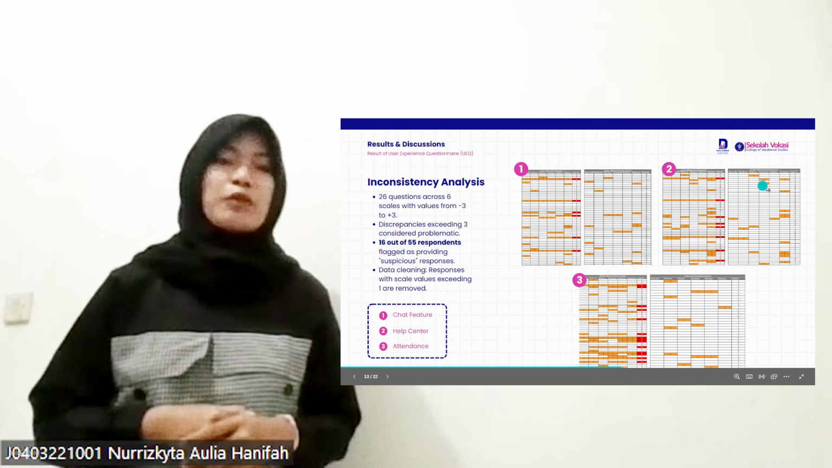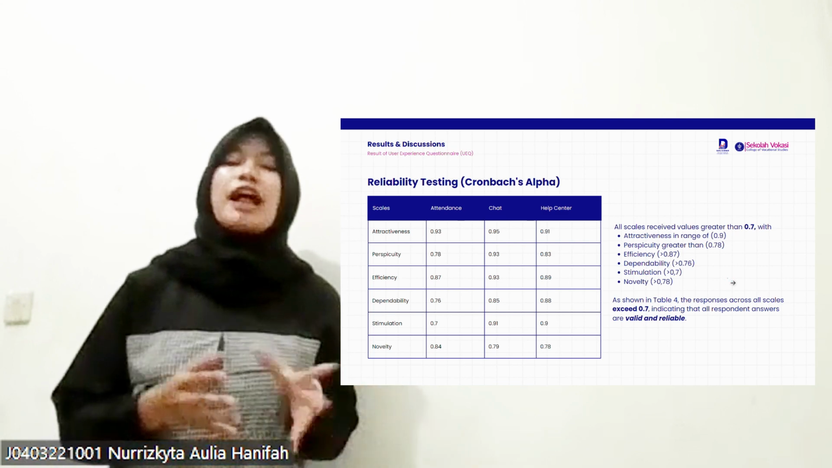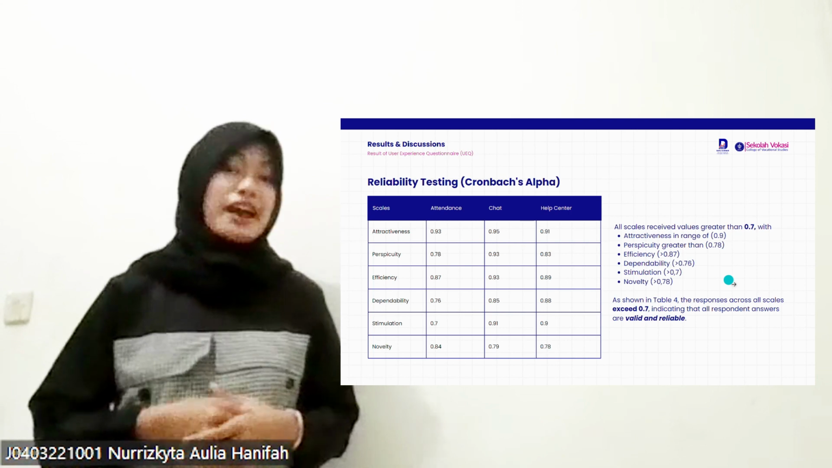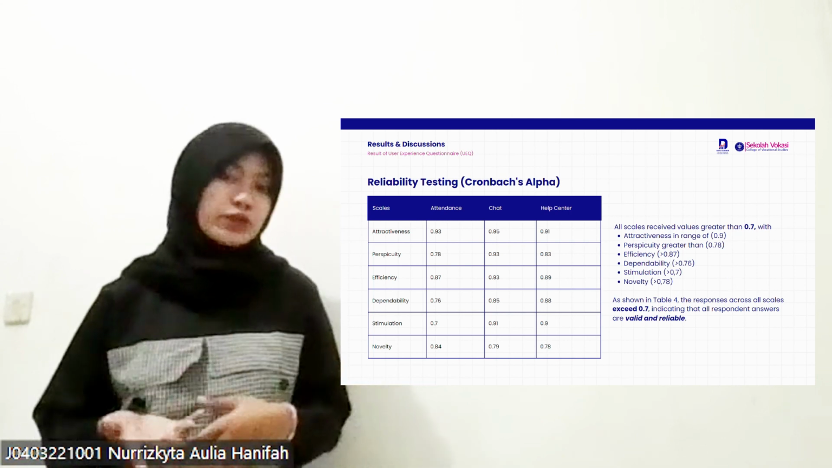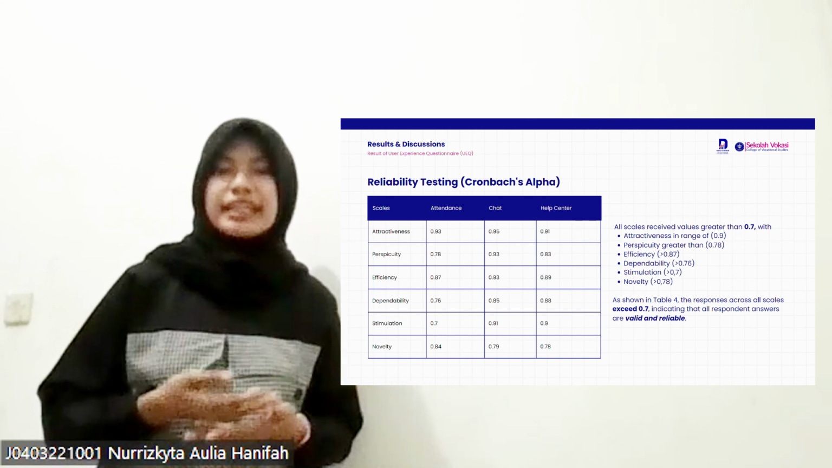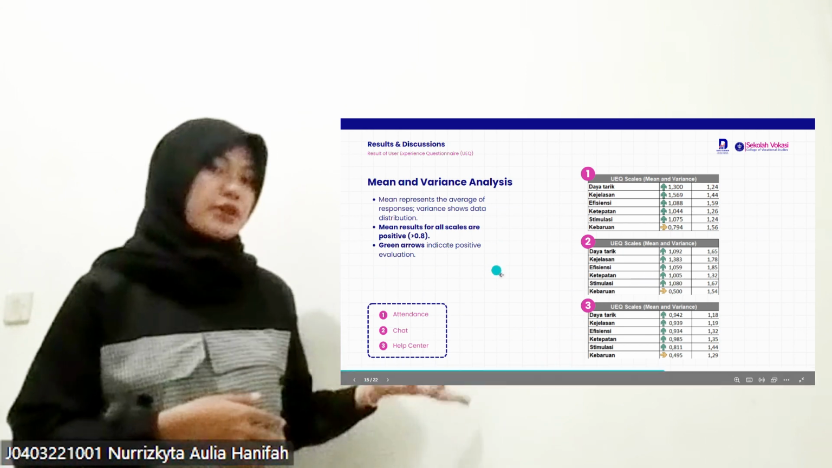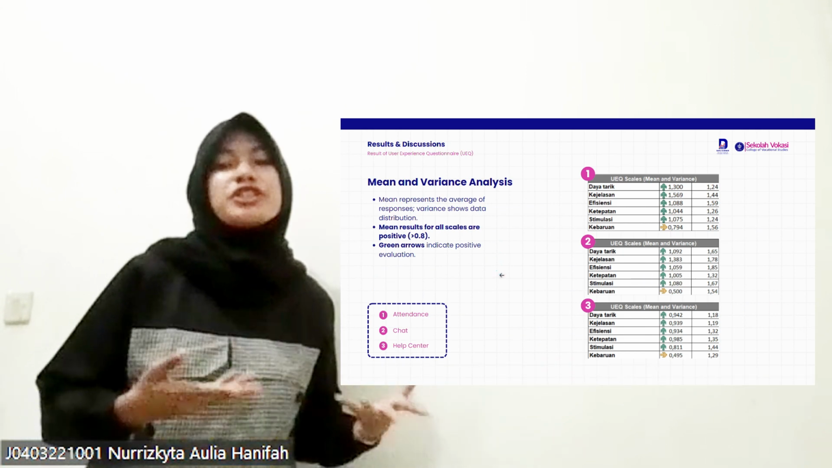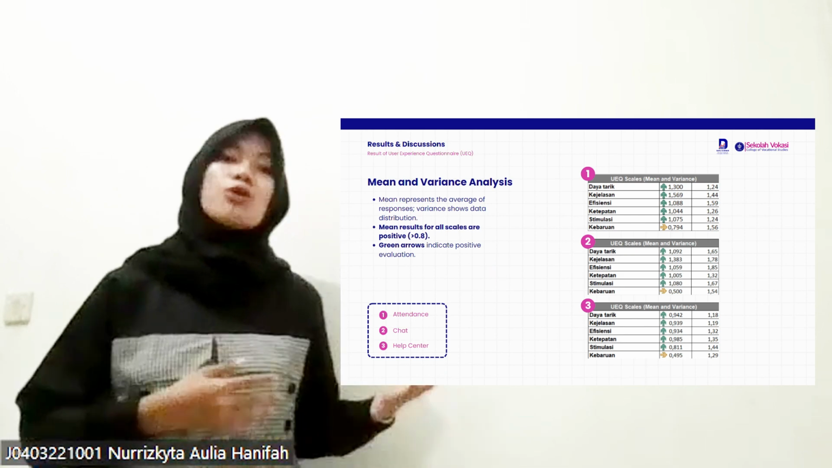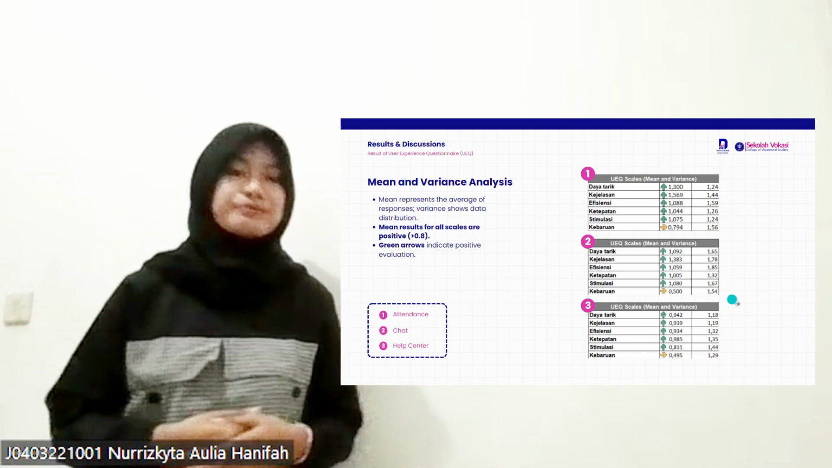Next, reliability testing was conducted to ensure consistent and reliable results. Using Cronbach's Alpha, all scales in the questionnaire achieved values above 0.7, indicating stable and trustworthy data. To evaluate the user experience, we also calculated the mean and variance from the UEQ. The mean represents the average responses, and variance shows how much data varies. Our results indicate positive impressions across most scales, suggesting a generally favorable user experience.